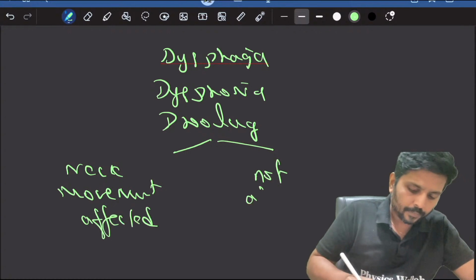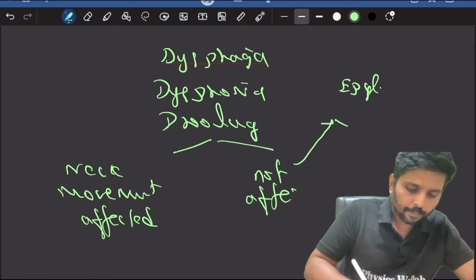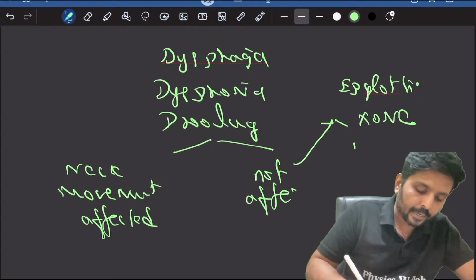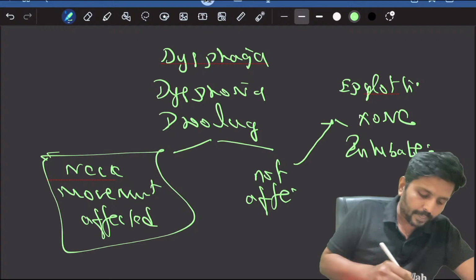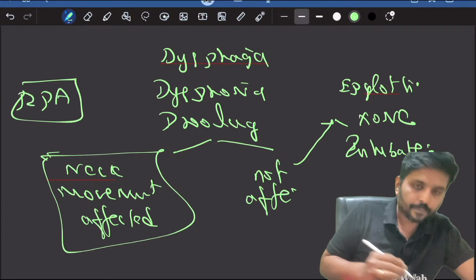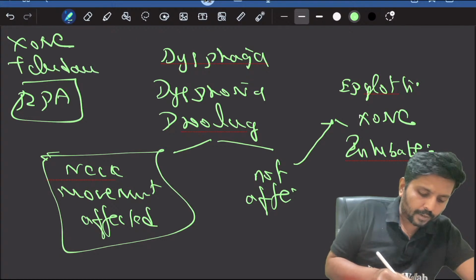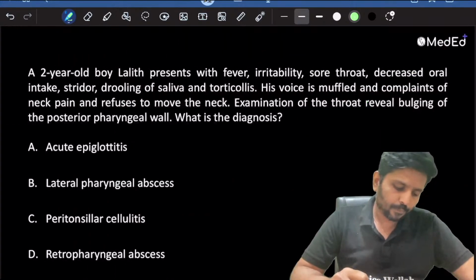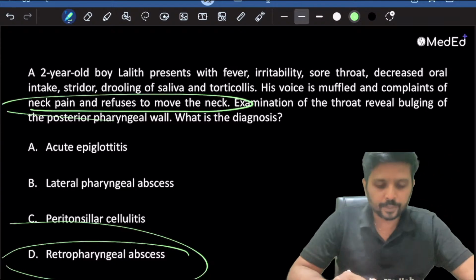Not affected means epiglottitis. The treatment of choice is ceftriaxone, or you can selectively intubate the child. Whereas neck movements affected means it is retropharyngeal abscess. You need to give a combination of ceftriaxone and clindamycin to cover anaerobic organisms. Okay, so this is retropharyngeal abscess. The clue is restriction of neck movements.